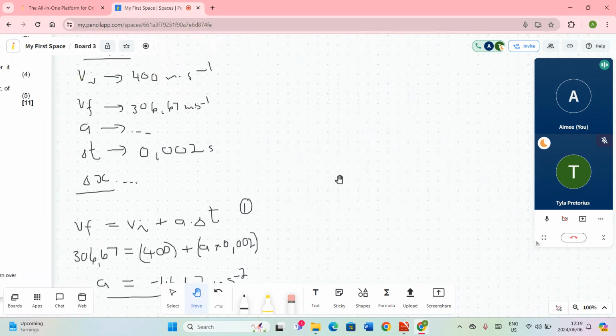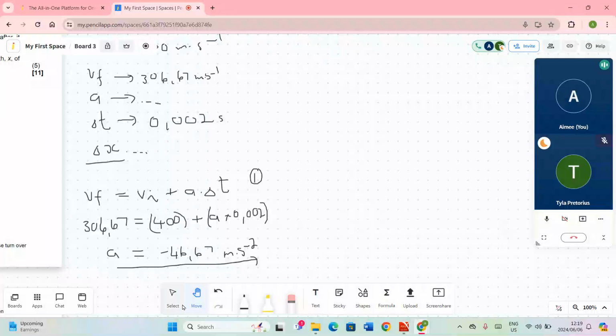Because if we have a look at our equations of motion, our change in x formula goes as follows. Vf squared is equal to Vi squared plus 2 times acceleration times change in x. So you can see we needed acceleration to calculate change in x, which is why we started with calculation number 1. This is now calculation number 2.